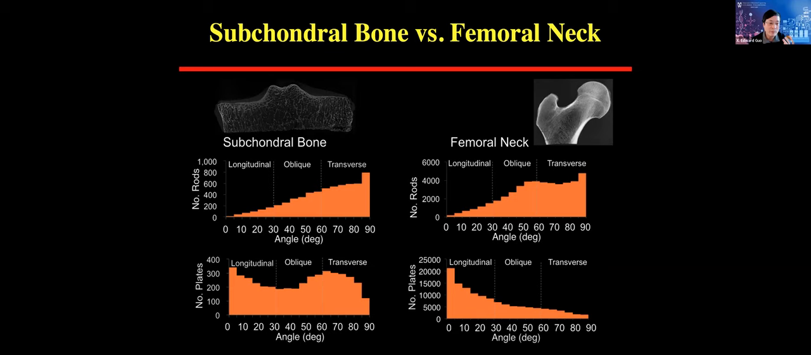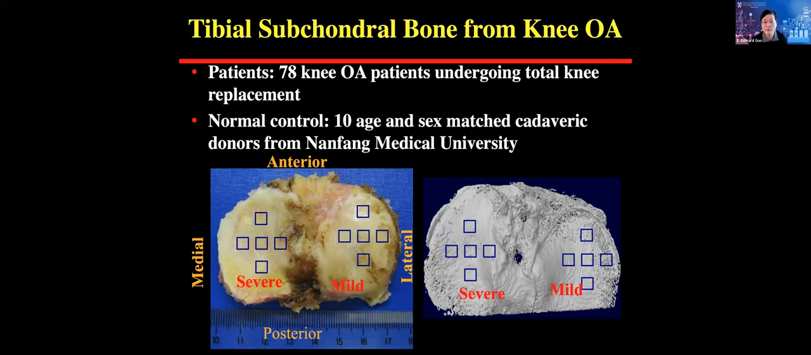And I also want to point you to the numbers in here. Here the rod is about 1,000 and the plate is 400. So subchondral bone is different from the femoral neck or from the spine because they have more rods and fewer plates. And the plate distribution may have some unique features in here. As we mentioned before, the early study we did was taking some images from China. And now we actually have done our own studies, we just need to write them up as well.